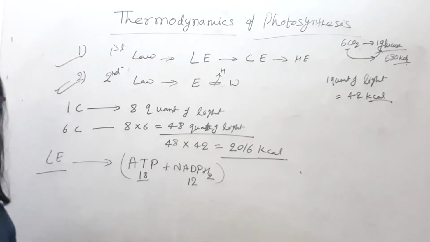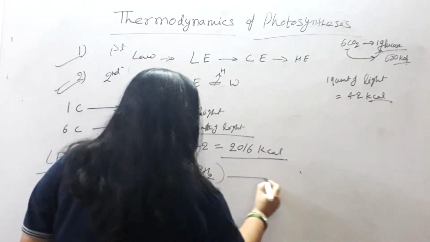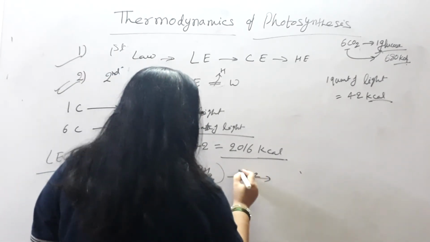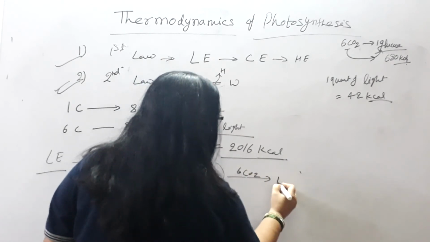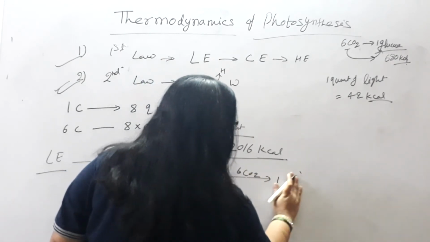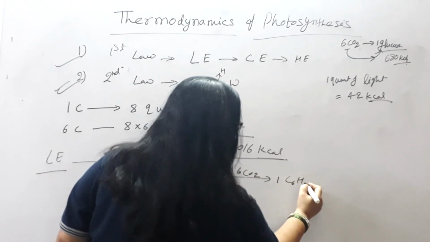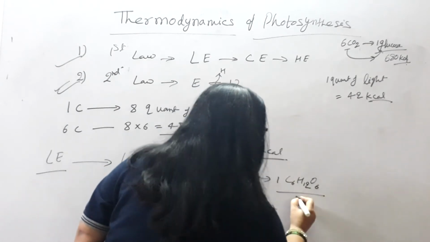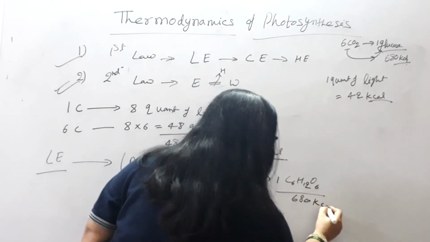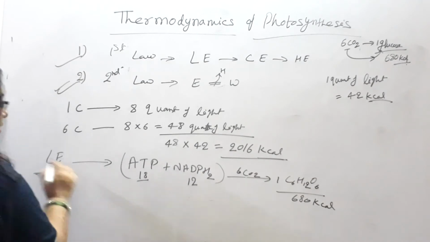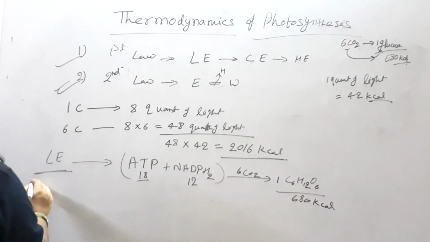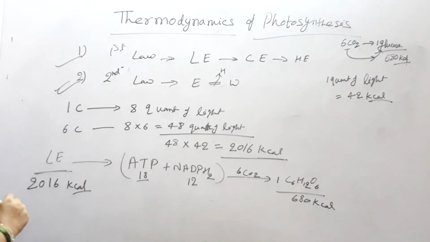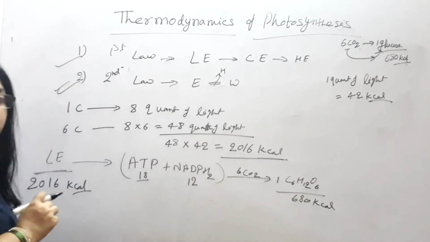All of you know that. This is a very common thing. Right? Now, again by using this energy, 6 molecules of CO2 convert into 1 molecule of glucose. This is C6H12O6. The energy of that molecule is 680 kilocalories. The energy of that radiation energy is 2016 kilocalories. What is the energy of these two molecules?